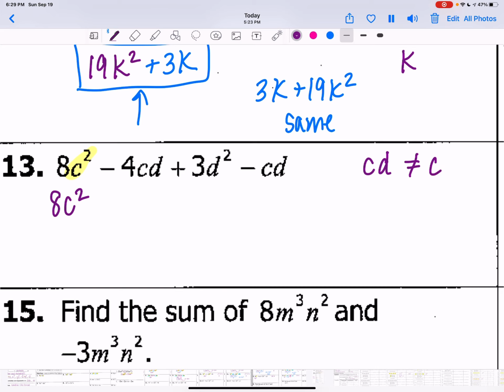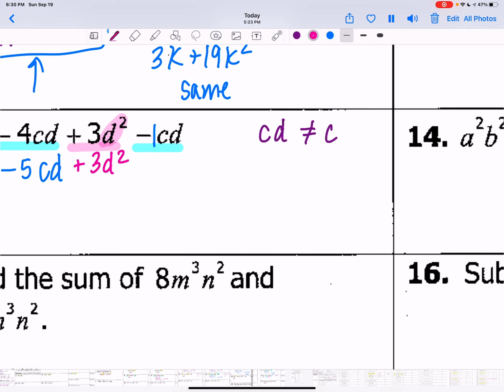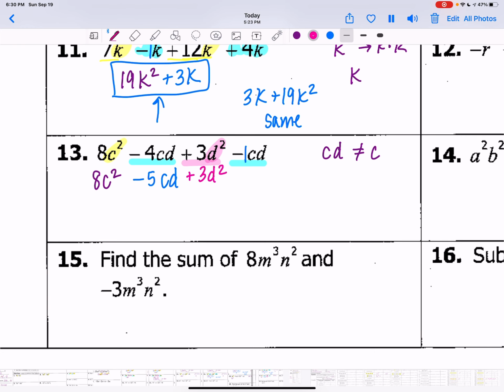And it is important to note that cd is not the same as c, because cd is technically c times d. And so you can't combine those at all, even though they both have c's in them, because they're different operations. So now let's look for the cd. So I've got negative 4cd and I've got a negative 1cd. And you're going to combine those together, and you're going to get negative 5cd. And then now let's look at the last term, which is d squared. And there's nothing else to combine with that, so you just bring that down. And then that's as simplified as you can get, because you can't combine any of the other ones.